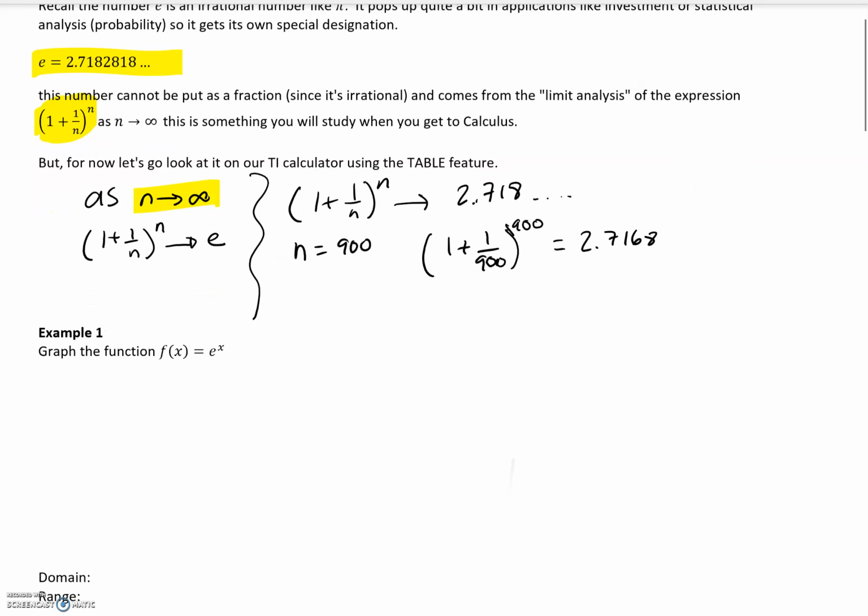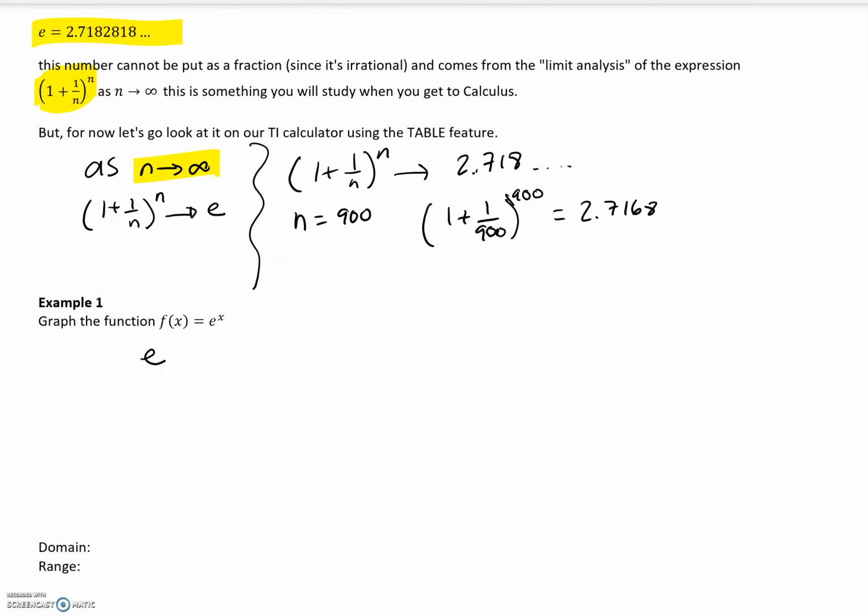And if I want to look at the graph of the function, well, since e is between 2 and 3, your graph is going to look a lot like the graph of a function between 2 to the x and e to the x. So we know what 2 to the x looks like. We know what 3 to the x looks like. e is in between those guys.